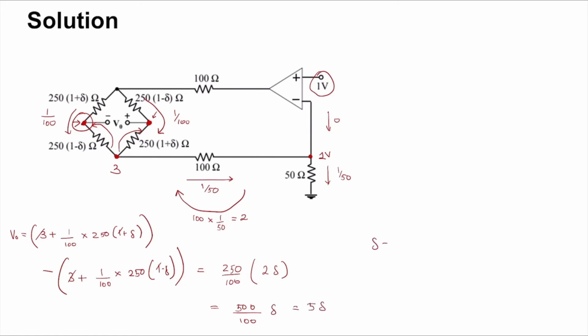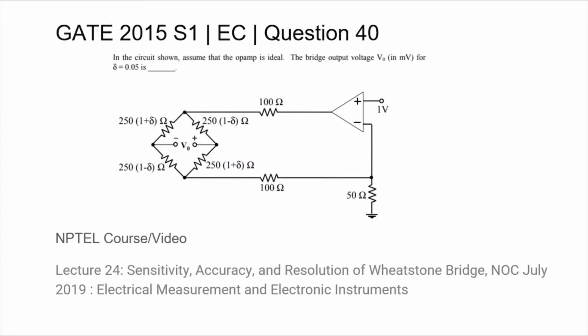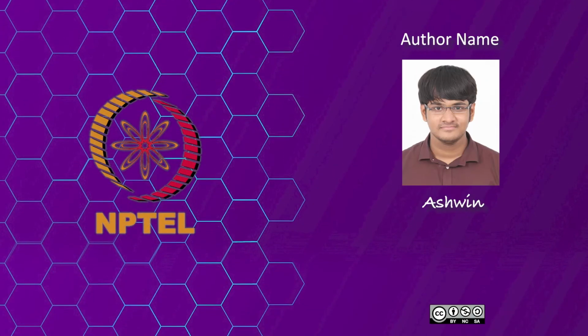Now the problem says delta is 0.05, which means 5 delta is equal to 0.25, which is 250 millivolts. Thus the answer is 250 in millivolts.